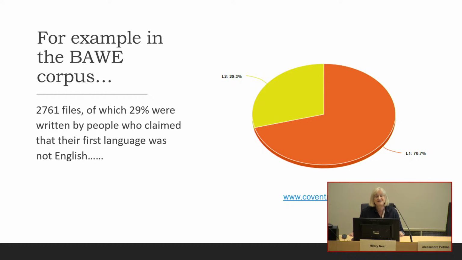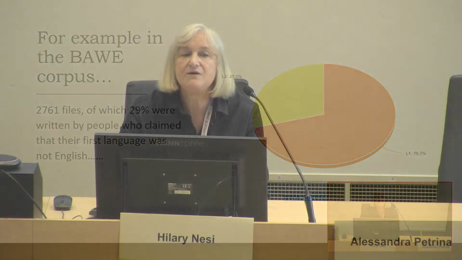1,953 texts are not written by native speakers. They were written by people who claimed that their first language wasn't English. Whether that matters or not, at the time when we were collecting that data, we recorded what their first language was, what they said their first language was.